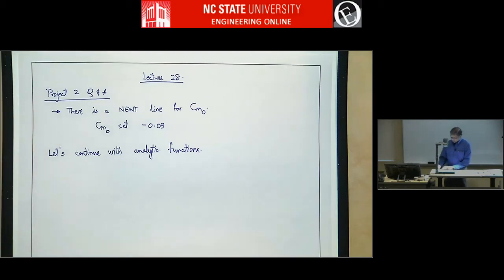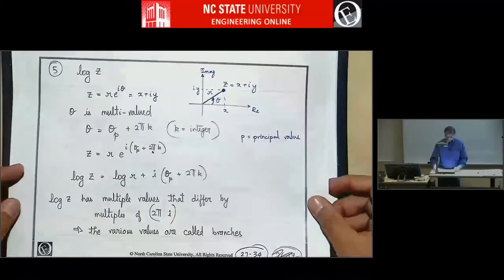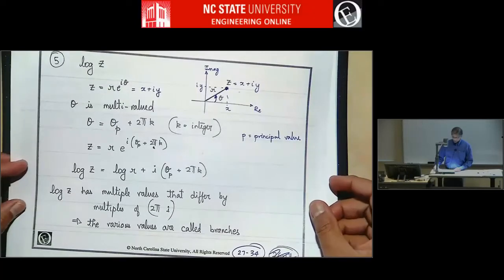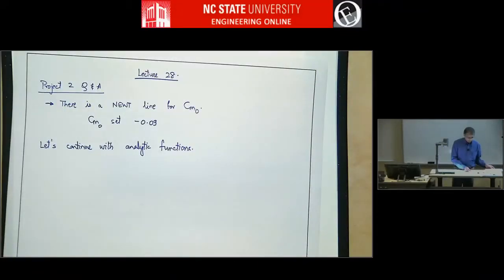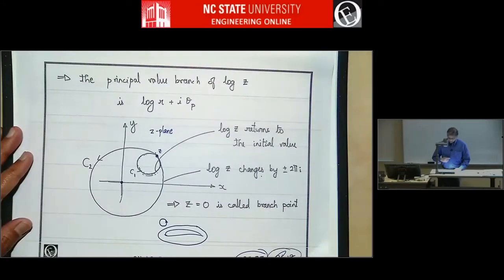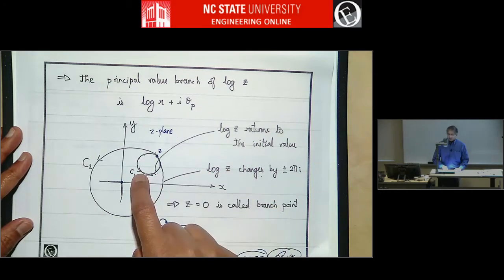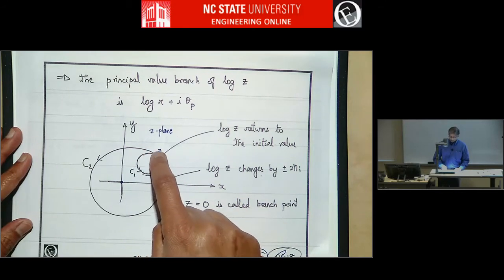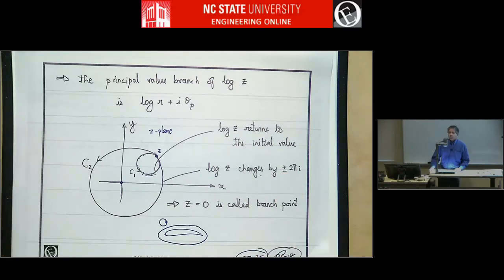So in the last class we were talking about log z, and I'll just show these from the last class. We talked about how log z has multiple values, and there's something called the principal value branch. If you start from z and go around a contour not enveloping the origin, then you will come back to the same z. But if you go around the origin, log z will change by plus or minus 2 pi i depending on the direction in which you go.